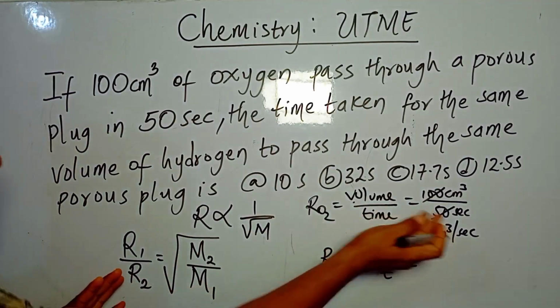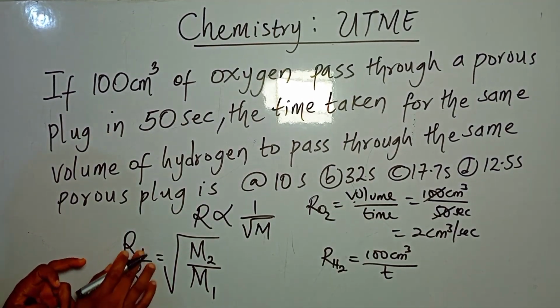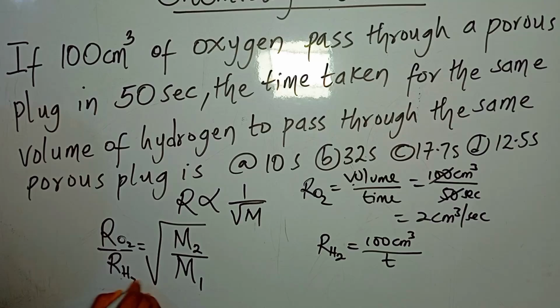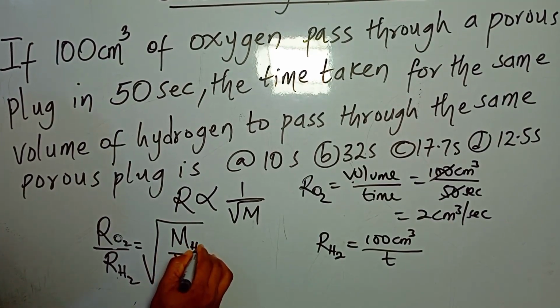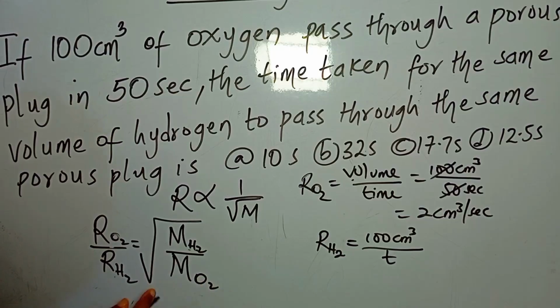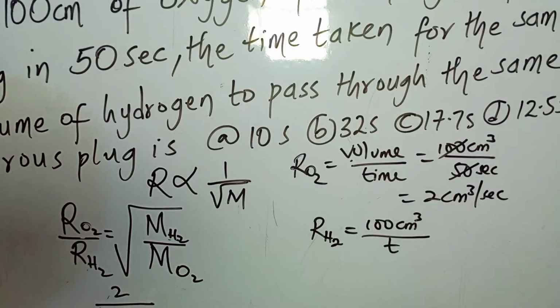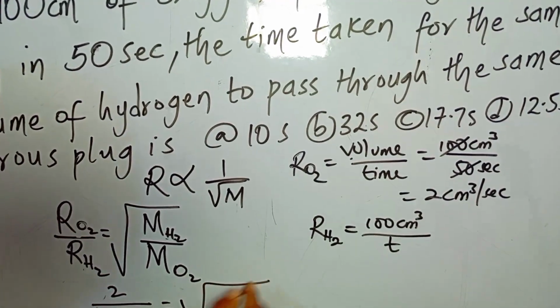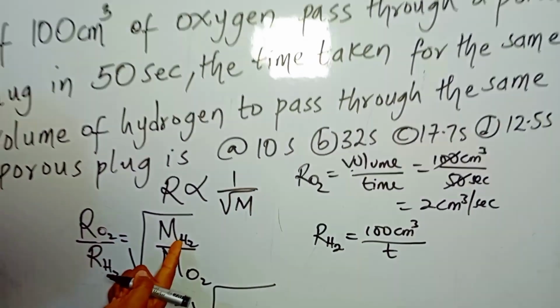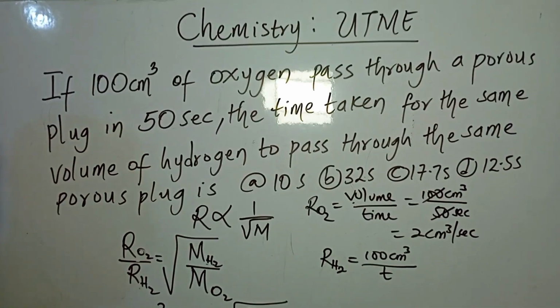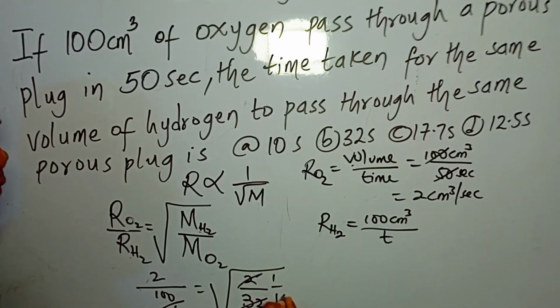Okay, so if I insert this into this, let's change this to oxygen gas, let's change this to hydrogen gas: the rate of hydrogen over that of oxygen equals the square root of the relative molecular mass of hydrogen over that of oxygen. So the rate of oxygen, we got that as 2. Rate of hydrogen, 100 over T, equals the square root of, of course, hydrogen is 1 times 2 is 2, oxygen is 16 times 2 is 32. If you break this, this will give me 1 over 16.